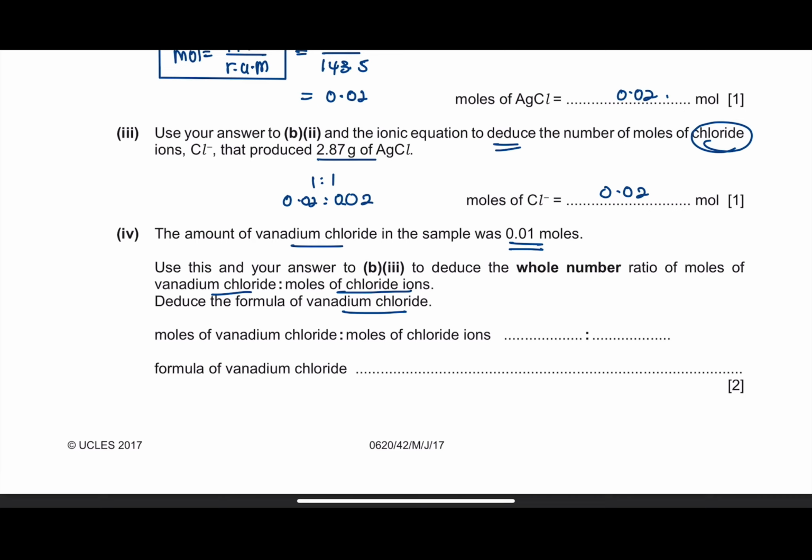Now the moles of vanadium chloride has already been given there for you, which is 0.01 mole. And the mole of chloride ion which you found was 0.02 mole. So we can say that for each 1 vanadium chloride, you would get 2 chlorine atoms. So your formula should be 1 vanadium and 2 chlorine, so it gives you vanadium chloride 2.